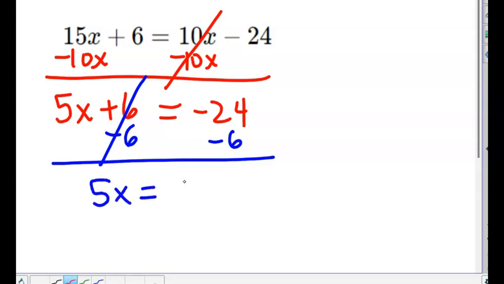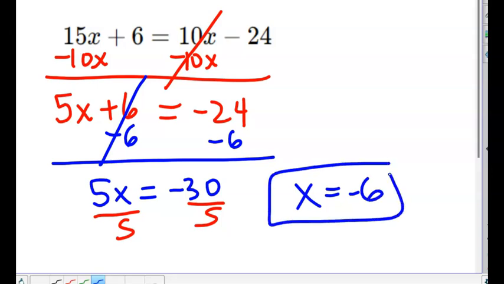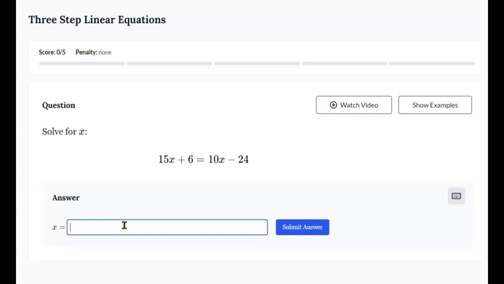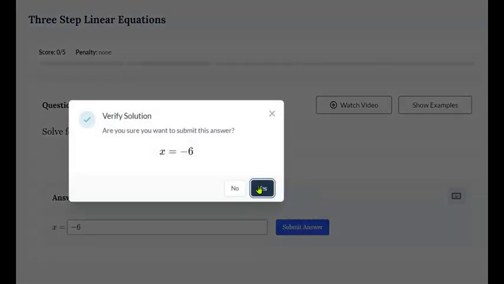When I combine like terms on the right, I get a negative 30. And when I divide both sides by 5, I get my final answer of negative 6. We'll type that in the answer box here and click Submit.